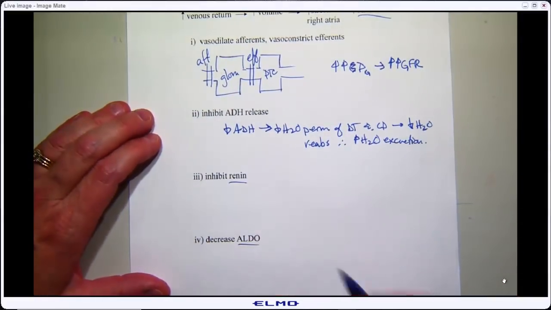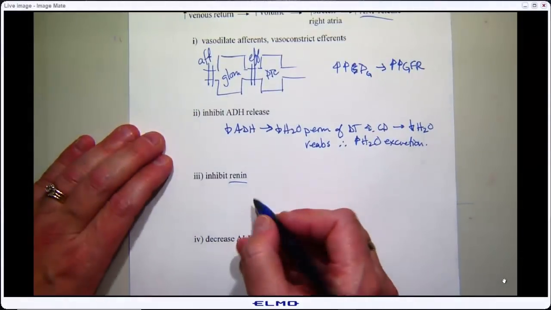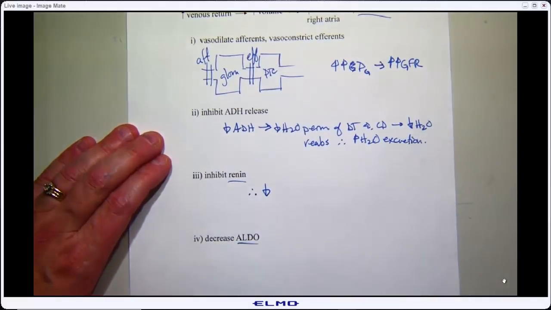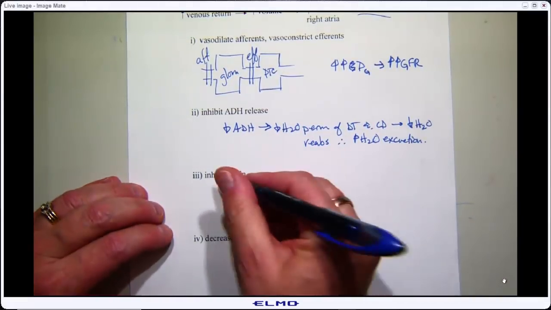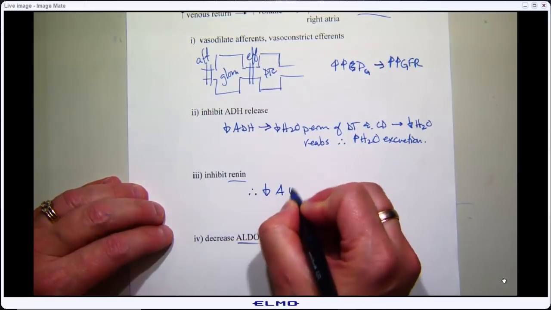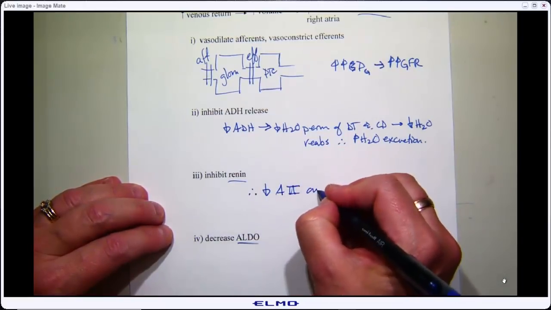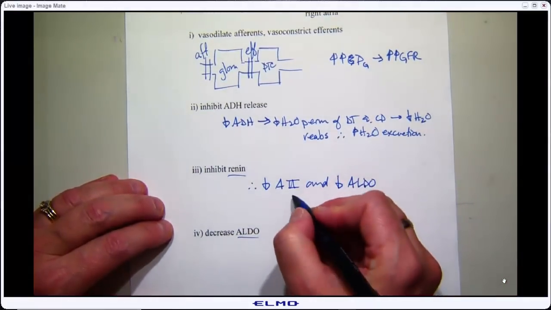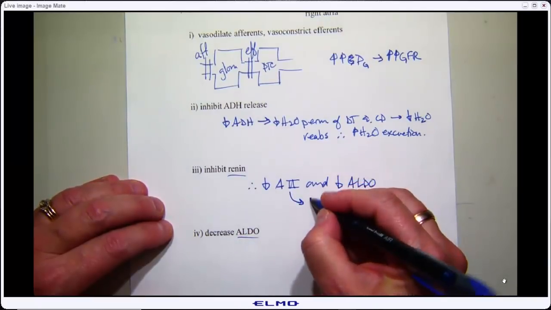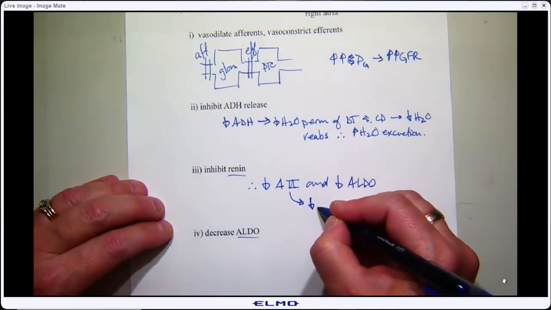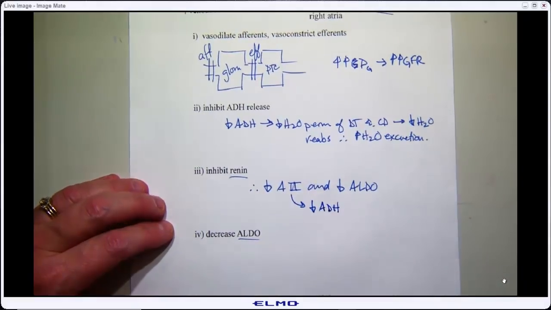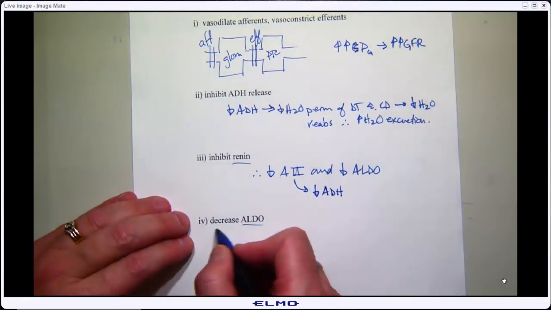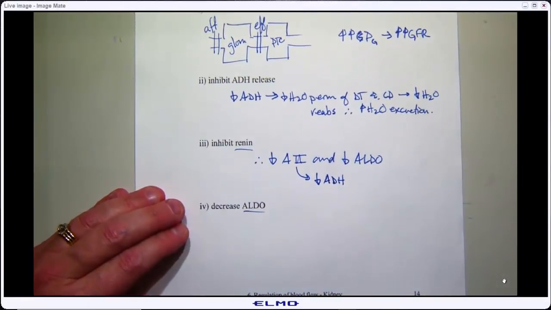I'm going to put some placeholders here because we're just about to talk about what they do to renin. So I'm going to write this down and you'll know what it means in a minute. It's going to inhibit renin, which is going to inhibit angiotensin II and decrease aldosterone. Okay, angiotensin II is something that can stimulate ADH, so decreasing angiotensin II will decrease ADH. We'll see that connection in a minute. It can also decrease aldosterone directly.